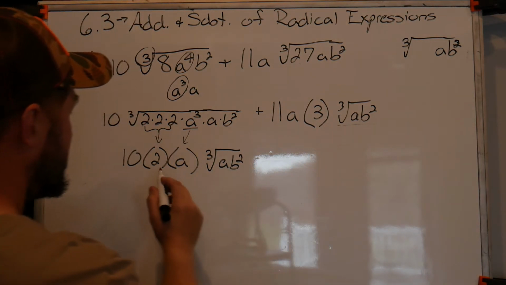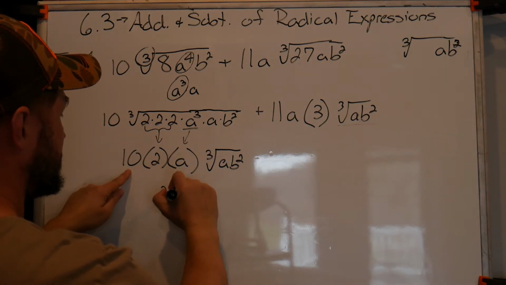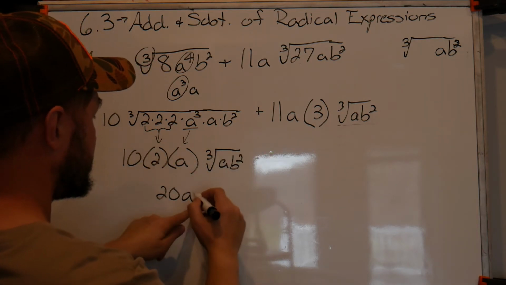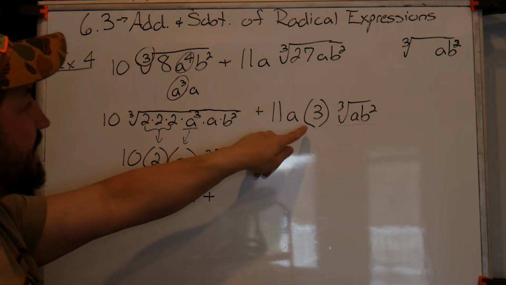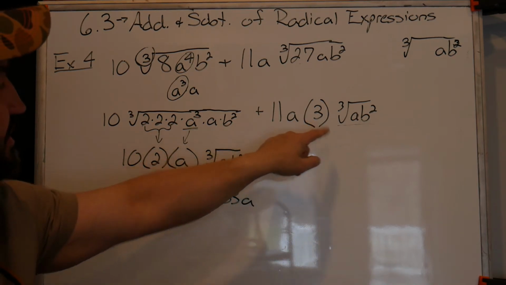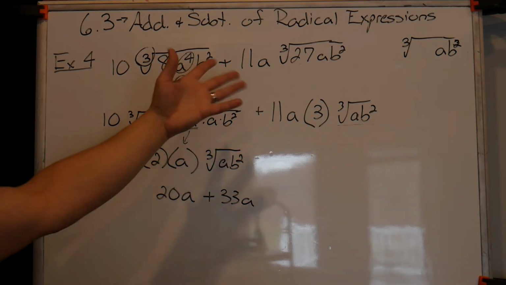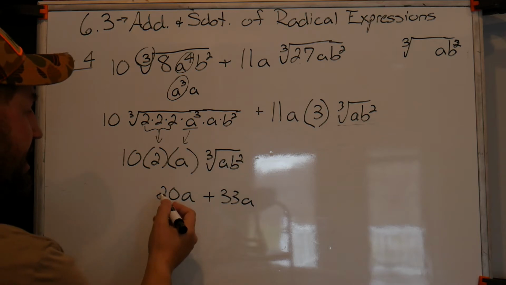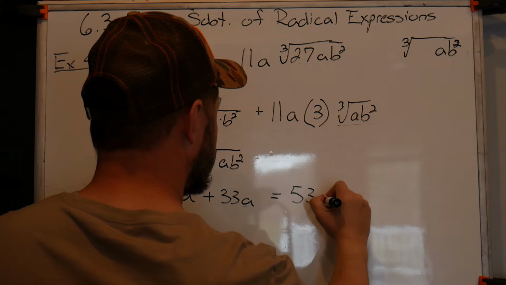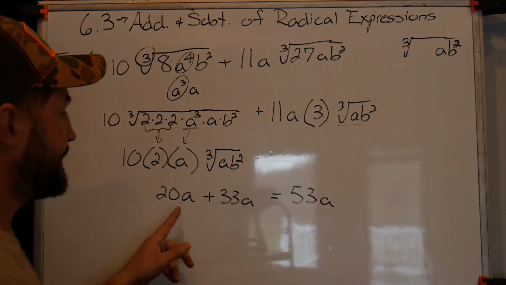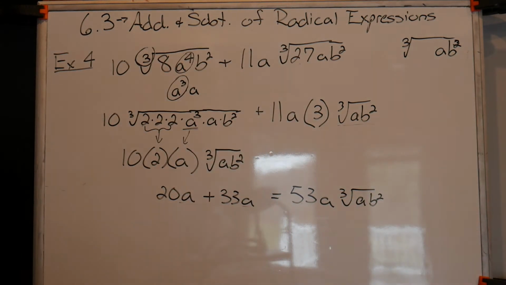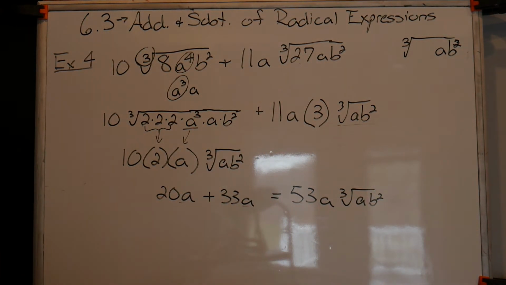Now all I do is I take my 10 times 2 is 20, and I have 20 A's. And here I have 33 A's. 11 times 3 is 33. 33 A's, I'm adding, there's no subtraction involved. I have A and A, so I can combine those. So I have 53 A's times the cube root of AB squared. I think we have time to do one more.